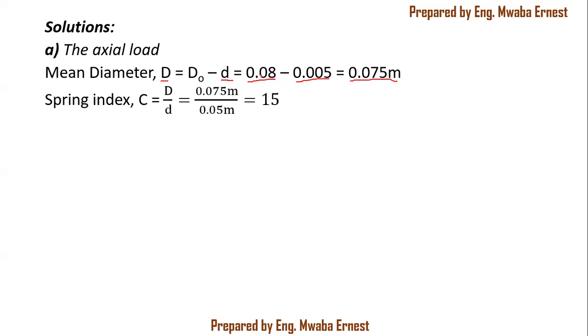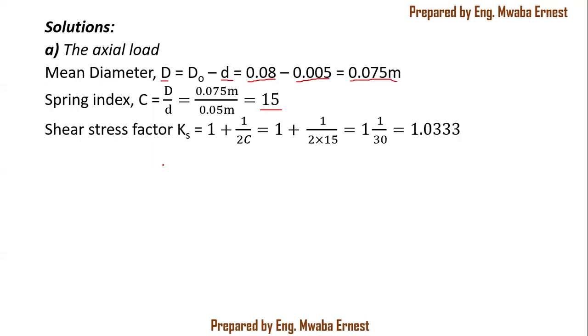Then, what about the spring index? The spring index is C, which is capital D over small d, and we have 0.075 meter divided by 0.0075. So 0.075 divided by that, and what you get is our number. Now, we'll continue. What about the next one? We are talking about the shear correction factor. This is the one we said is supposed to be 1 plus 1 over 2C.